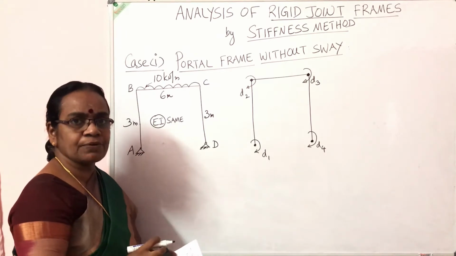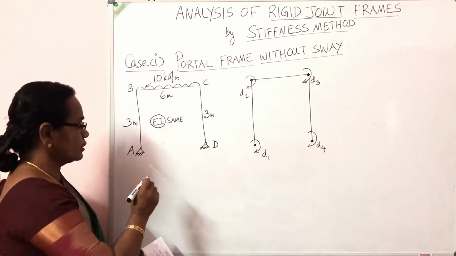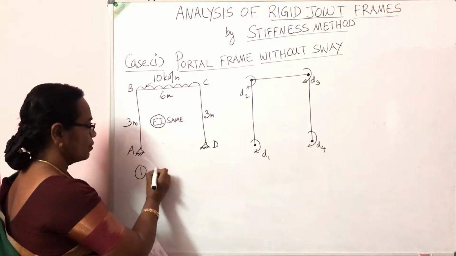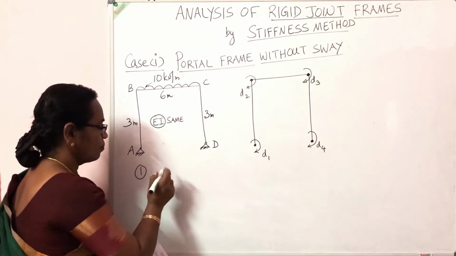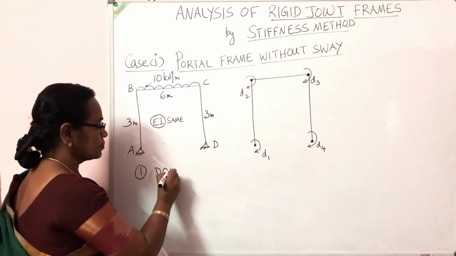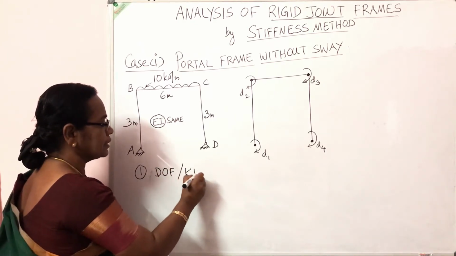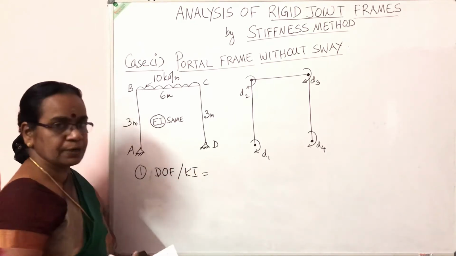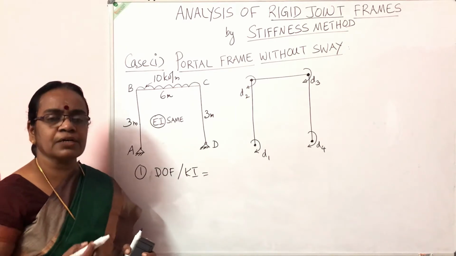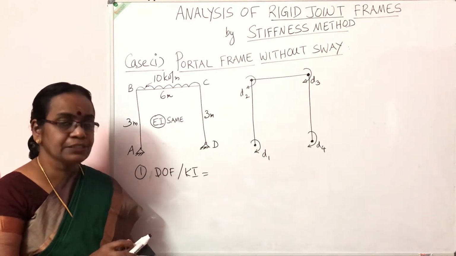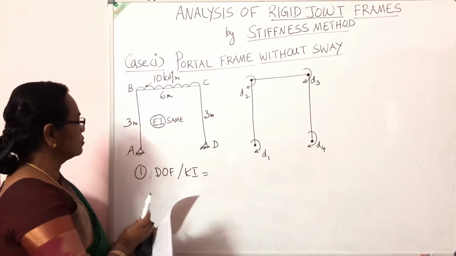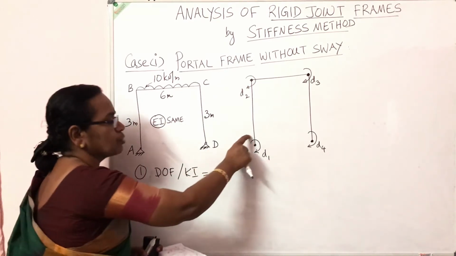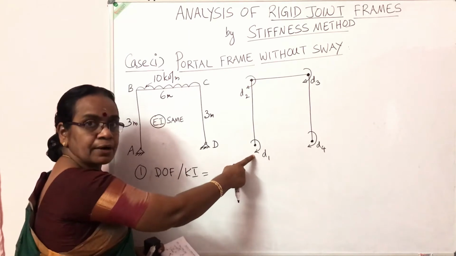So in the stiffness method of analysis, what is the first step? The first step, step 1, is we have to identify the degree of freedom or kinematic indeterminacy of the structure. Degree of freedom means what are the possible independent displacements, what are the possible movements. Looking into this figure, it is a hinge. At the hinge, it can have a rotation. So I mark it as D1.